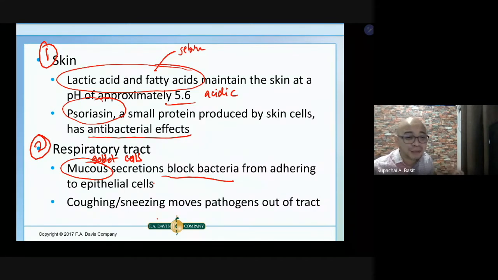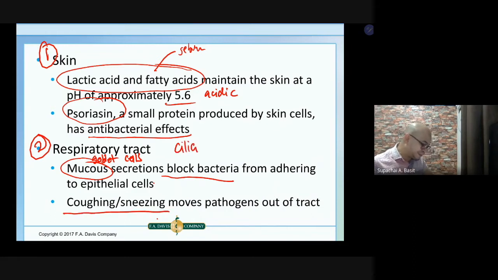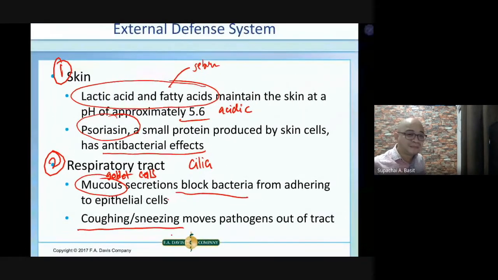It will entrap microorganisms. And because of the presence of cilia, whenever we cough or sneeze, cilia will propel away the mucus. And as it propels away mucus with entrapped microorganisms, we are actually moving pathogens out of the respiratory tract. So that's the mechanism of our body. I hope that's clear.